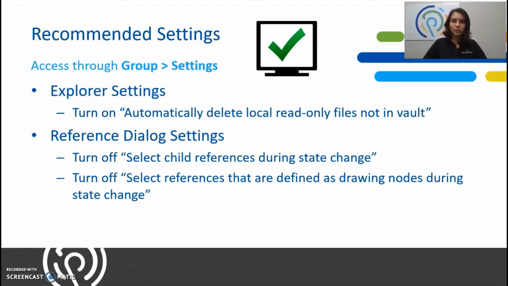Moving on to reference dialog settings, we typically recommend turning off these two settings listed. The first one is select child references during state change. If that were left on, anytime you went into the Vault and changed the state of a file, it would automatically try to change the state of all of the reference files. In order to turn that function off, you can come into the reference dialog settings. The other one would automatically change the state of any drawings associated with that file. We also recommend turning that off so that you don't mistakenly change the state of a file that you didn't mean to.